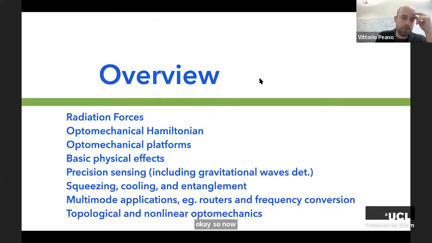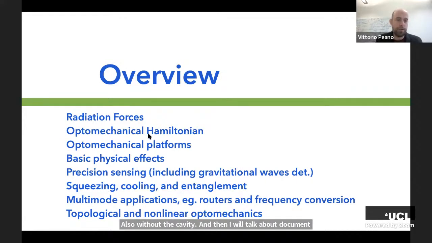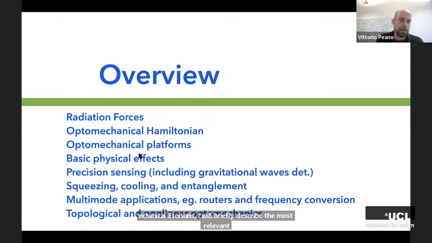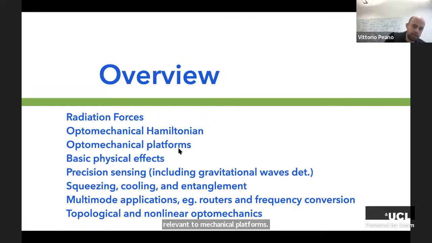Now a little bit of overview. I will start by talking in general about radiation forces in a very simple setting, also without a cavity. And then I will talk about the optomechanical Hamiltonians. I will briefly describe the most relevant optomechanical platforms and describe some very basic physical effects. This is all the lecture today. And then there will be a lecture dedicated to precision sensing, including gravitational wave detection, gravitational interferometers. I will also mention this later on, so I don't need to say more now.